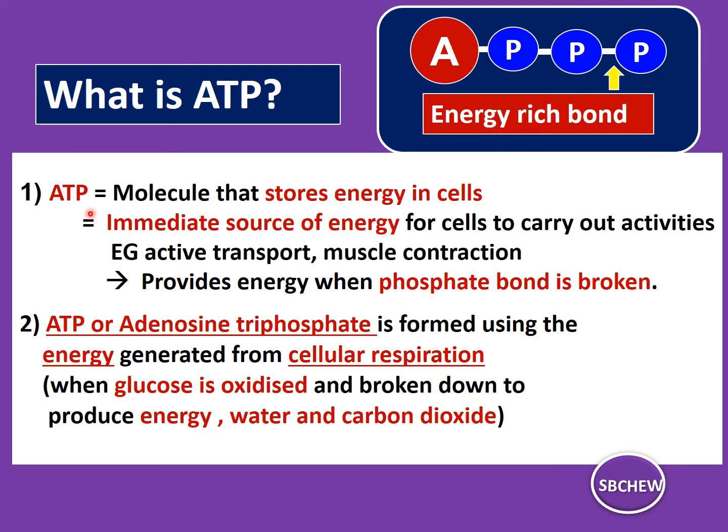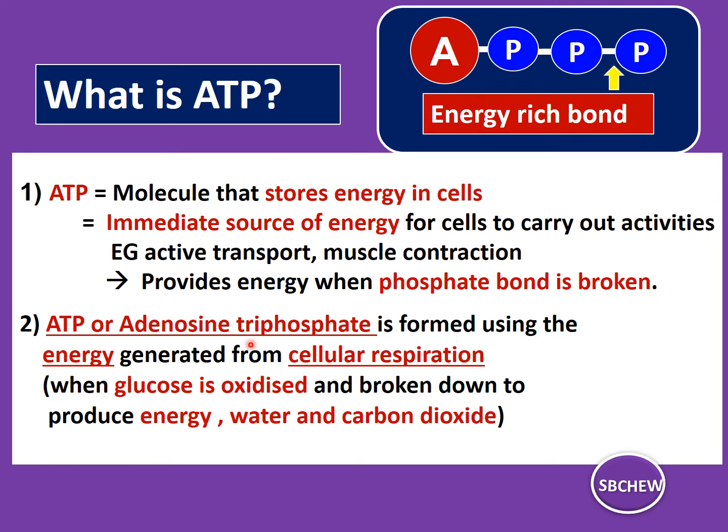So we can say that ATP is a molecule that stores energy in the cells. And when the cell needs the energy for activities, it will break down immediately to provide an immediate source of energy for active transport, muscle contraction, nerve impulse transmission, and so forth. So it provides energy when the phosphate bond is broken.